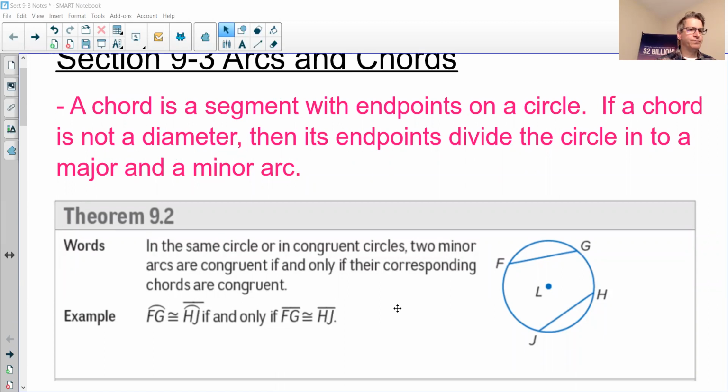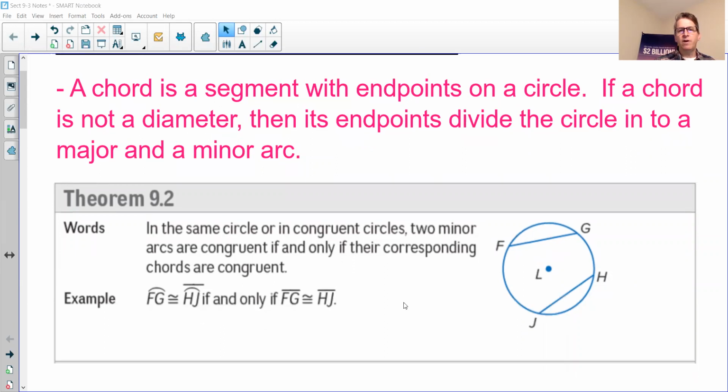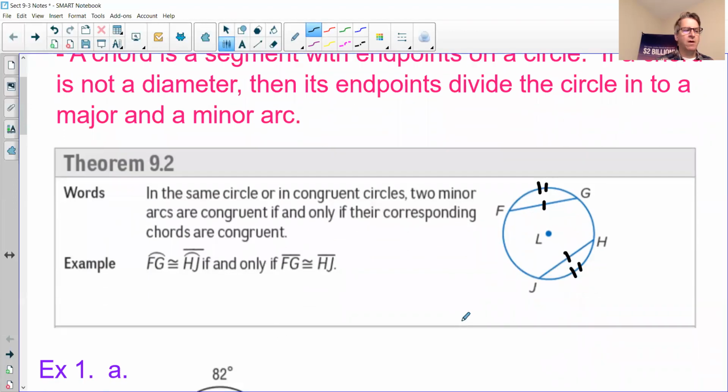Theorem 9.2. In the same circle or in congruent circles, two minor arcs are congruent if and only if their corresponding chords are congruent. If arc FG is congruent to arc HJ, if and only if chord FG is congruent to chord HJ. So in this case, we're looking at here and here, if and only if FG is congruent to HJ. Okay, let's go a little quick on this first theorem today.